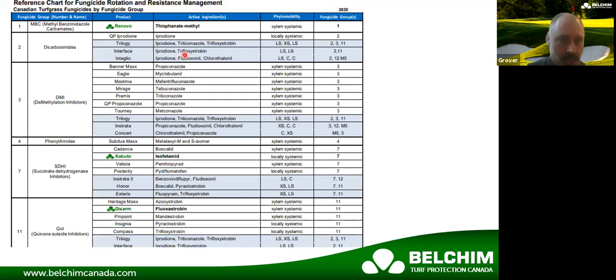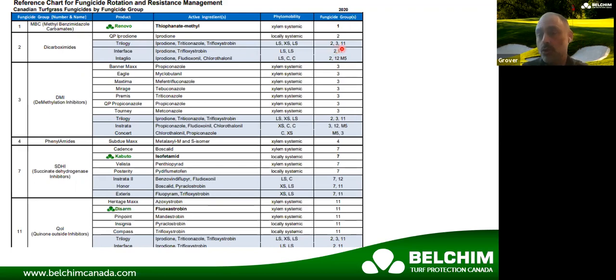So we put a Canadianized FRAC sheet together. These are all Canadian names. The way it works is your fungicide groups are on the left-hand side. Here are the names of the fungicide groups, the names of the products, and the names of the active ingredients. We added a phytomobility section a couple of years ago, again just telling you what group it is. Everything highlighted in blue means it's a premix, meaning there's more than one active ingredient in the jug. If I could use Trilogy as an example, which is a fantastic product from our friends at Bayer, what this chart is telling you is I've just done an application with a group 2, 3, and 11.